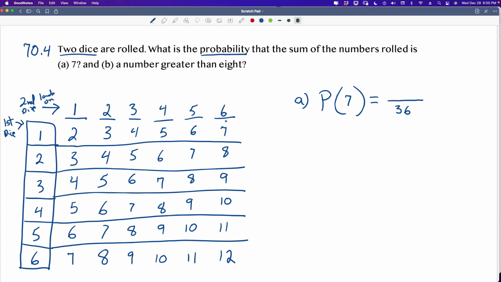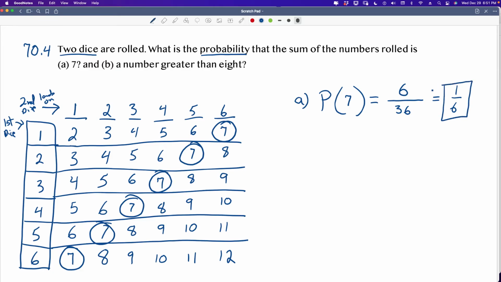So we look for the number 7. All right, so there's 1, there's 2, there's 3, there's 4, there's 5, and then there's 6. So there are 6 possible ways for it to roll and get a 7. So we put 6 over 36 here. And we can reduce that to 1 over 6. So that is the probability that we could roll 2 dice totaling 7. 1 out of 6. Okay?